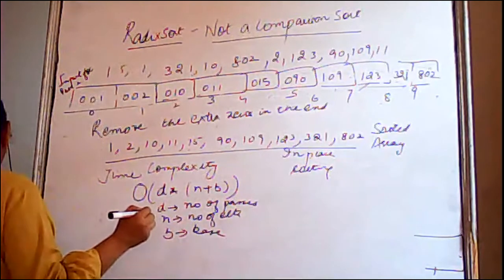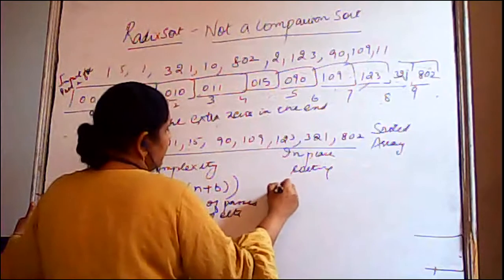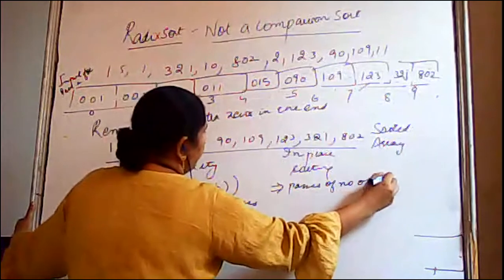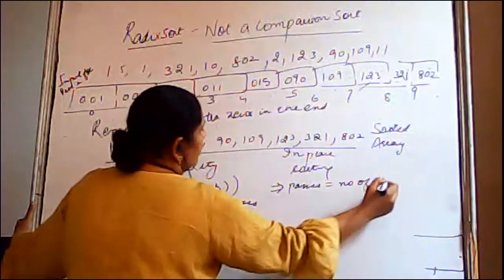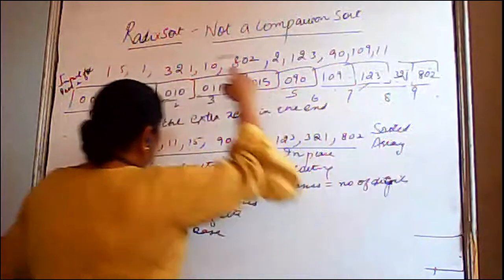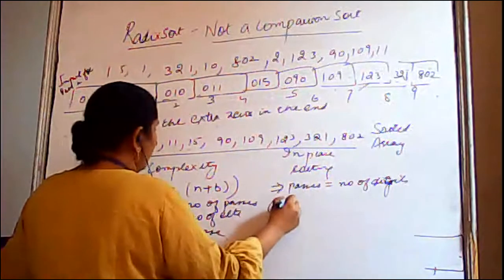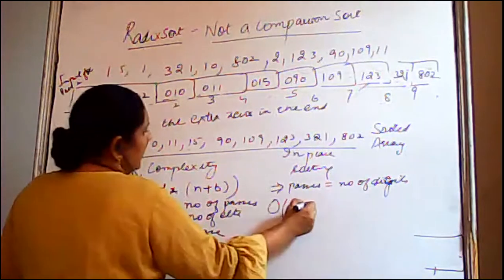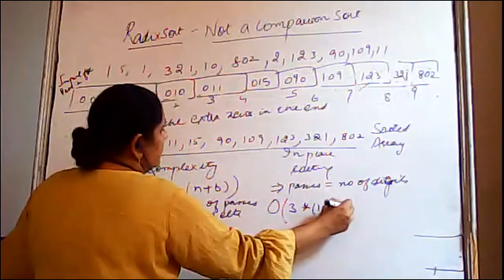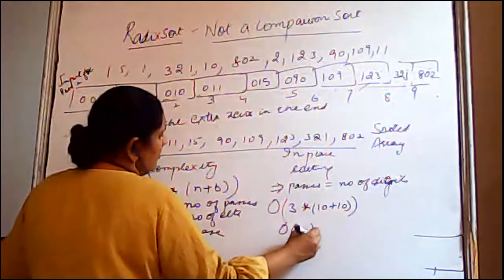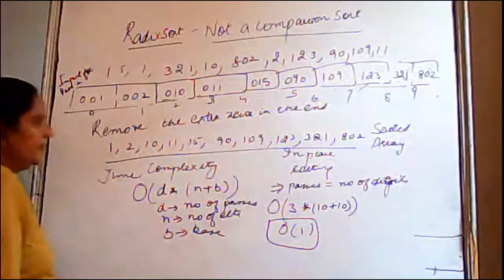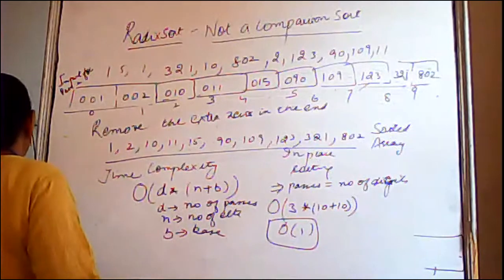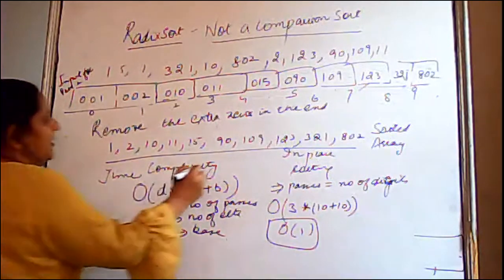Fine. So we can say passes is equal to number of digits. So if I want to find the time complexity of this, it is big O of D, which is 3, the number of digits, because number of passes is number of digits into how many elements? 10 plus 10. So it is roughly constant, so it is order of 1. Fine. So this is how we will derive the time complexity of the radix sort.